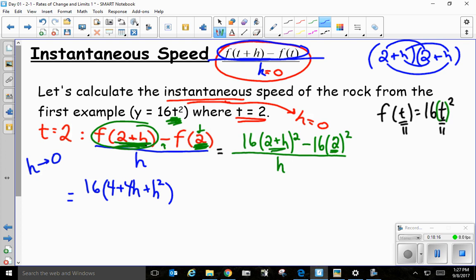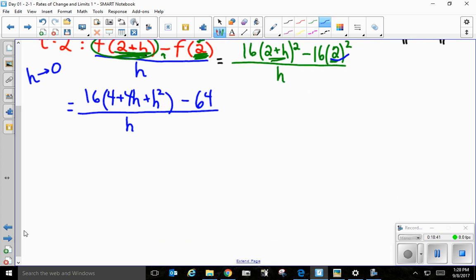Right? Minus. All right. 2 squared is 4, and 4 times 16 is 64. Very good, very good. It is all over h. Don't forget, we're not doing anything with h. Now, you guys can write wherever you want on your paper. I'm doing this bigger so it's easier for you to see.